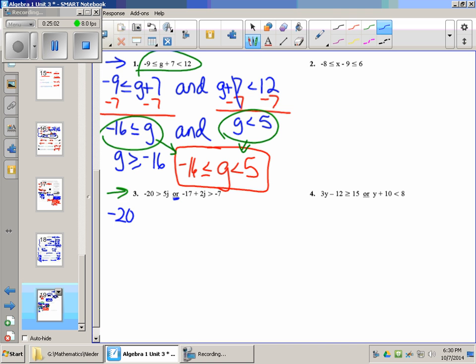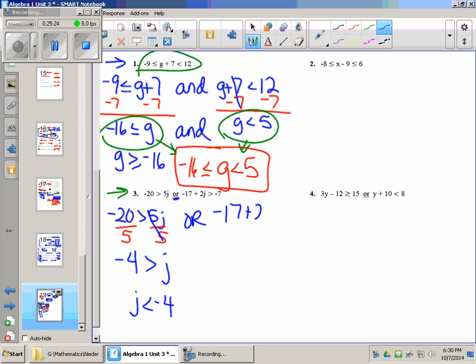So negative 20 is greater than 5j. Divide both sides by 5, right, to get j by itself. Those cancel. So I have a j over here. And on the left-hand side, negative 20 divided by 5 is negative 4. So negative 4 is greater than j, or if you like to put the letter first, j is less than negative 4. Or this one has to be true.